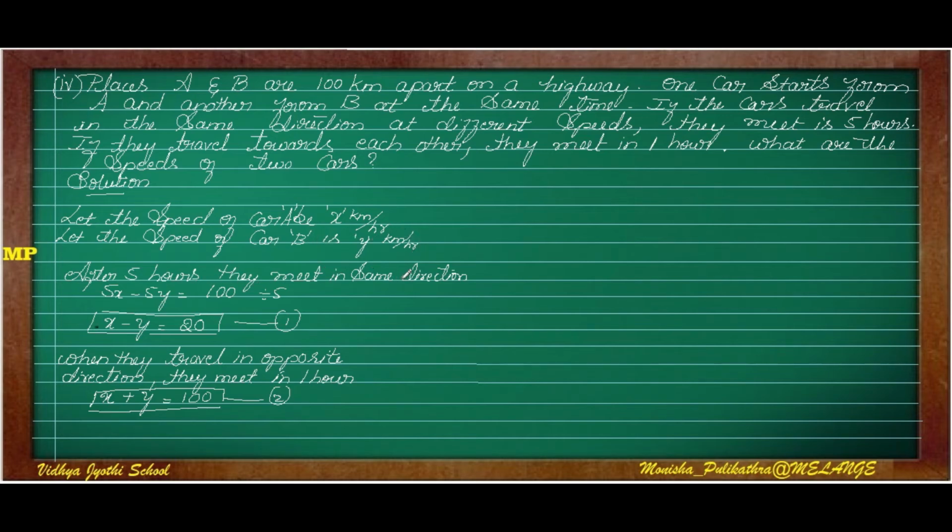After 5 hours, they meet in the same direction. So 5x minus 5y is equal to 100. Since all the coefficients are divisible by 5, x minus y is equal to 20 is the first equation. Next, when they travel in opposite directions, they meet in 1 hour. So x plus y is equal to 100. These two are the equations.